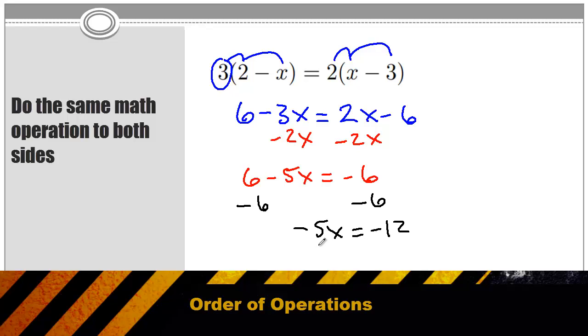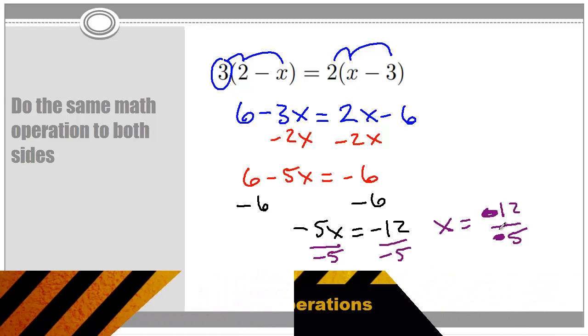My last step is to divide both sides of the equation by a negative 5. So I'm left with the equation that positive x is equal to negative 12 over negative 5. And when you divide a negative by a negative, they become a positive. So really my final answer is just x is equal to 12 over 5.